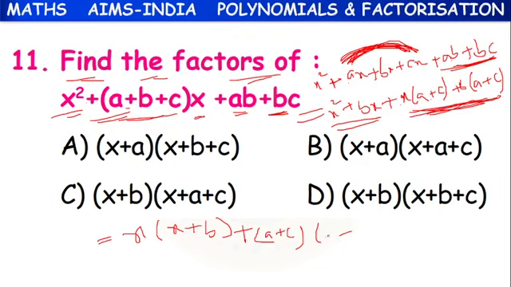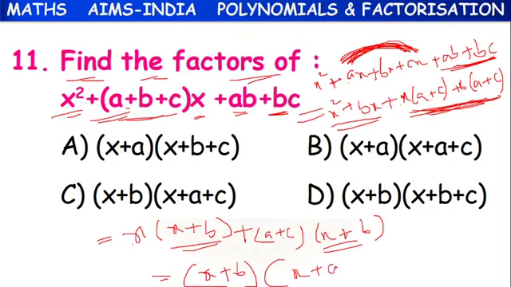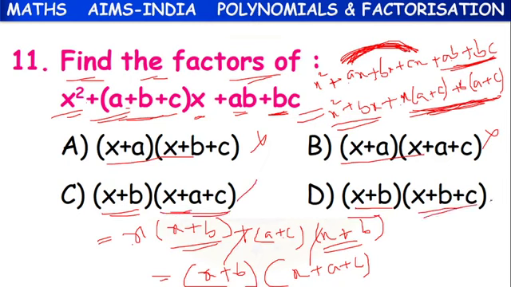Here, if you take A plus C, X will remain, plus B will remain. Again, X plus B is common. So what can we take? X plus B we can take common. In this, X will remain, plus A plus C will remain. So X plus B is one factor, X plus A plus C is another factor. So option A wrong, option B wrong, X plus B and X plus A plus C right, X plus B plus C wrong. So option C is the correct answer.